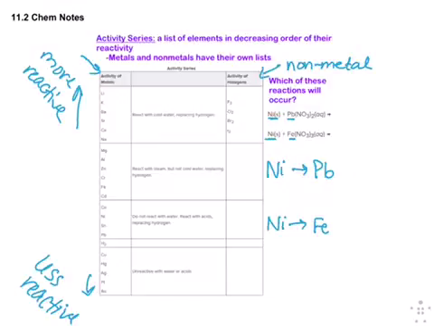So you need to ask yourself, looking at nickel, find it right here, where does lead fall? Below it. So is nickel more reactive? Yes. So then this reaction will happen. So then nickel again, and this time we're looking at iron. Iron falls right here. Is nickel more reactive than iron? No, so the reaction will not happen. Does that make sense? Yeah. Okay. Leroy, are we good on that? Yeah. Okay.